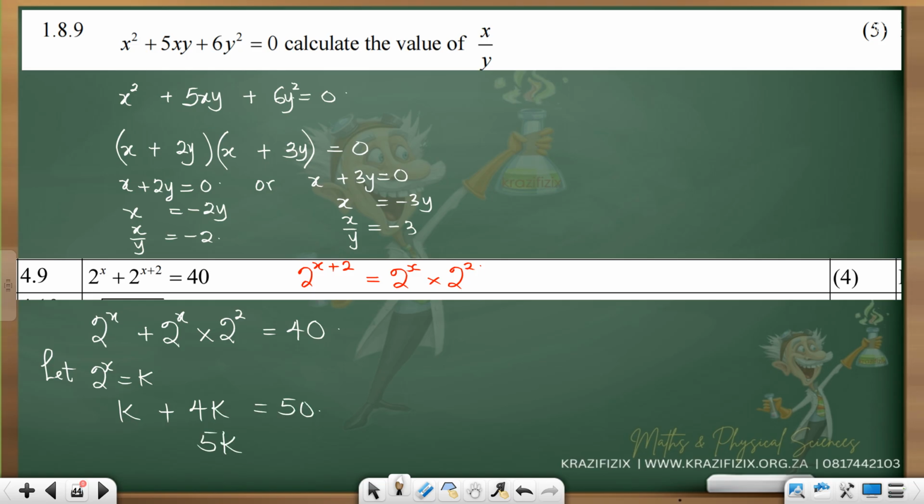What do we have? 5k equals to 40. So what is k? k equals to 8. But we know our k to be 2 to the power x. This is 2 to the power 3. Therefore, x is equal to 3. Are we good? Second one done. 4 marks in the bag.